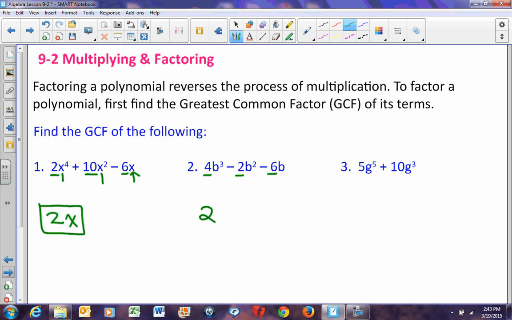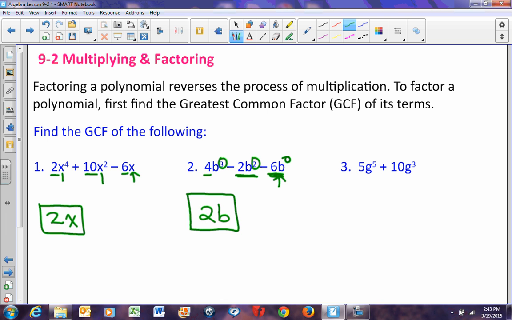The largest number of b's I can take out, I have a b to the third, a b to the second, and a b to the first, so basically I can take out a b to the first. I can't take out 2 b's from a problem that only has 1 b. Or I can't say, oh, I can take out 3 b's, because this middle term here, negative 2b squared, only has 2 b's. I can't take more than 1 out of it. Because this one doesn't have any more than 1, the largest I can take out of anything is 1.